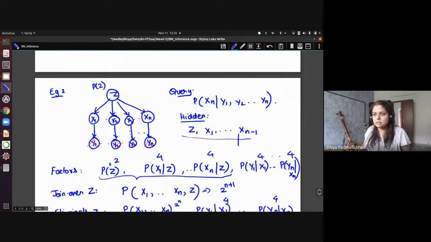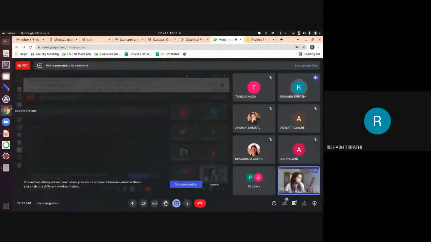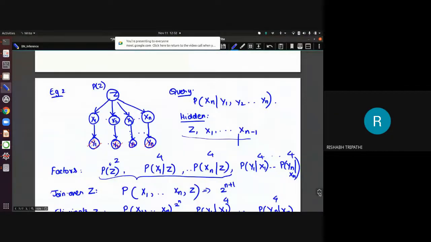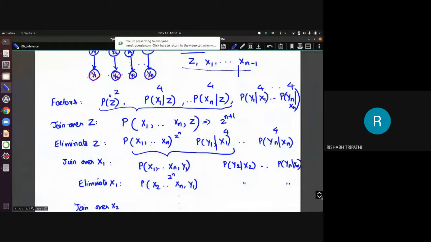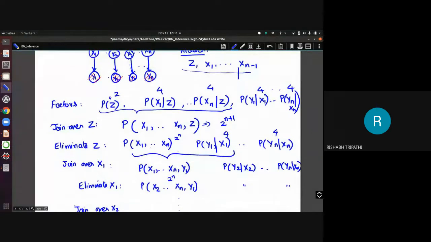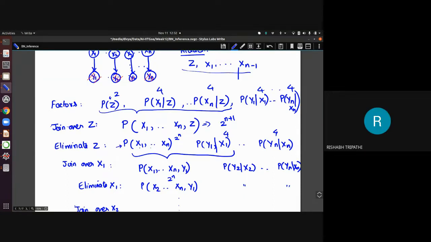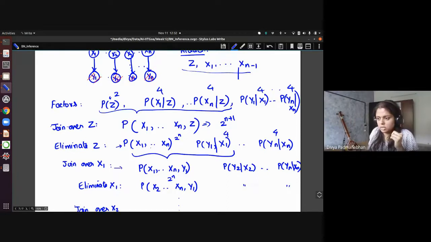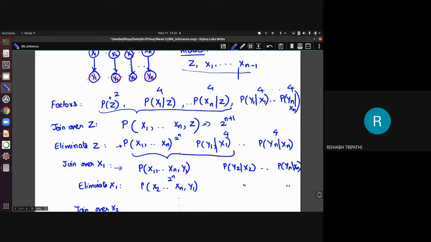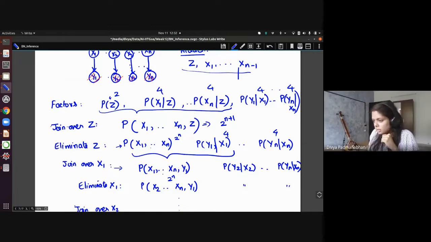Excuse me, ma'am. Yes, please. Yes, ma'am, in the slide where you wrote that elimination of z, where p of x1 to p of xn, here you wrote the total number of factors is 2 to the power n only. Which one? This one? Ma'am, below join over x1. Okay, this one. Ma'am, we start from the x1 and we reach up to the y1. So the factor is 2 to the power n plus 1, I think. Oh, okay, right. So this has to be n plus 1.